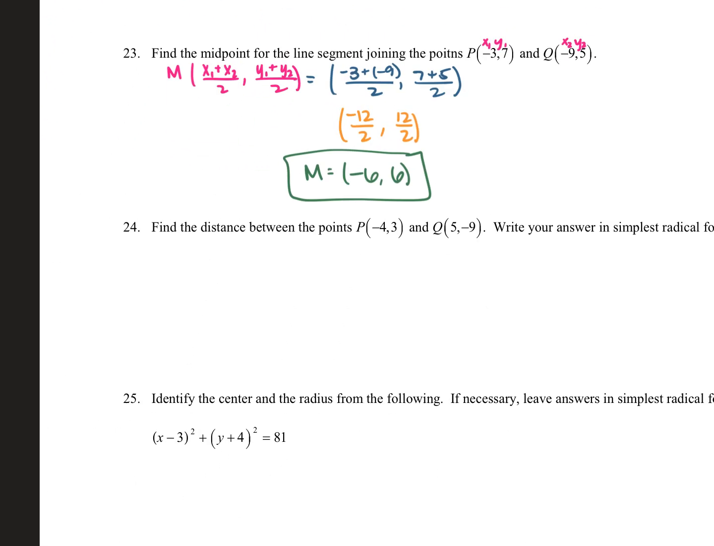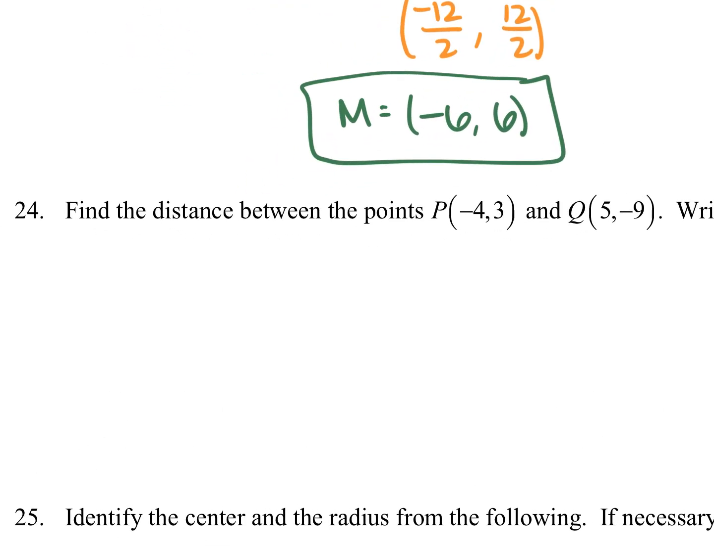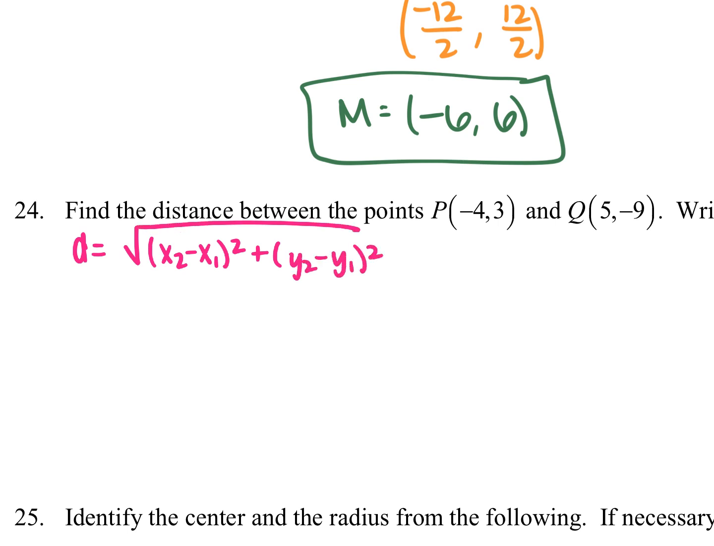For your next question, you're finding the distance between the points negative 4, 3, and 5, negative 9. Your distance formula, remember, is the square root of x2 minus x1 squared plus y2 minus y1 squared. So we're going to have x2, which is 5, minus x1, which is negative 4, squared plus y2, which is negative 9, minus y1, which is 3, squared.